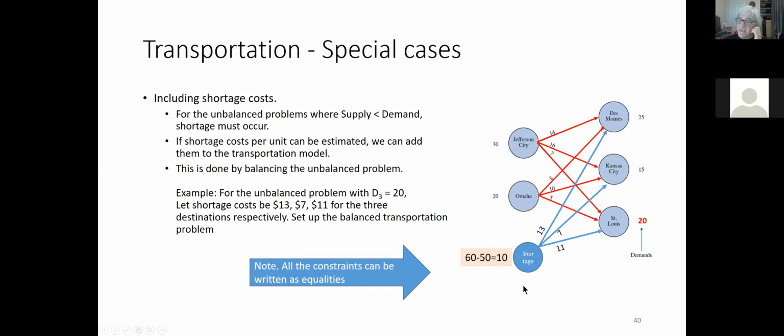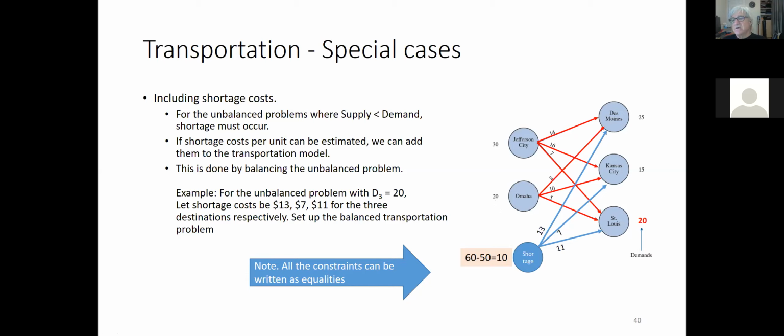The only interesting thing here, what will be the supply? These two have a supply. What supply do you put here? It's a non-existent supply point, but you know that this is the shortage. So the shortage is 10 units because there is a shortage of 10 units created if the demand is 20 and the supply is only 50. No, the demand is 60 and the supply is only 50. So you have here a shortage of 10. That's what this node is going to provide. And you solve it as a transportation problem.